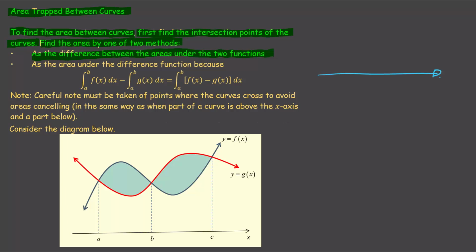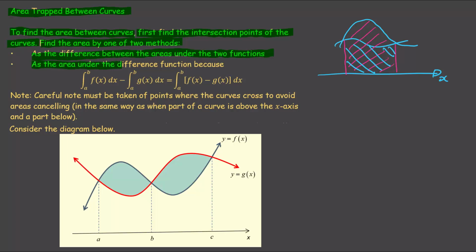The first method is the difference between the areas under the two functions, that would be the areas down to the x-axis. So if this is the x-axis here, and you have one curve here, and you have the other curve here, then what you can do is work out the area under that curve and then subtract from it the area under the other one, and then you've got the trapped area.